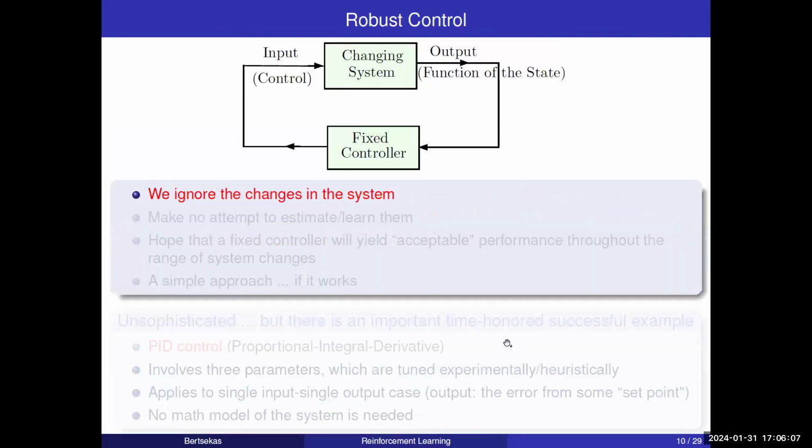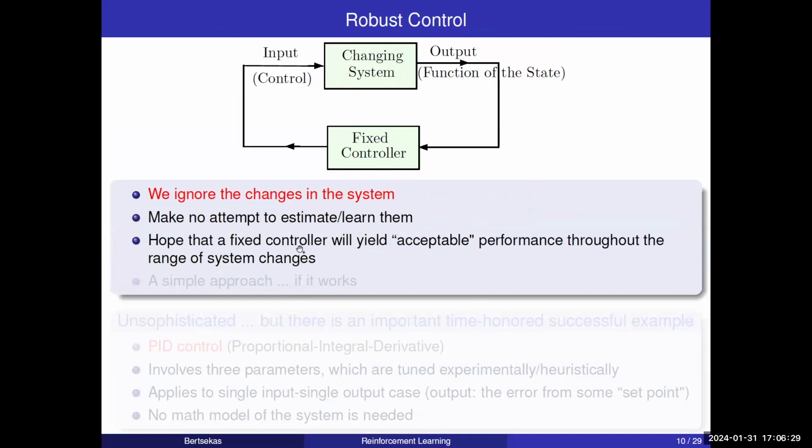Okay, so robust control. We ignore the changes in the system. So this is a changing system. It produces an output, a function of the state, and we have a fixed controller that doesn't take into account the changes. And it applies control, and this thing keeps going. So we make no attempt to estimate or to learn the parameters and hope that the fixed controller will yield acceptable performance throughout a range of system changes.